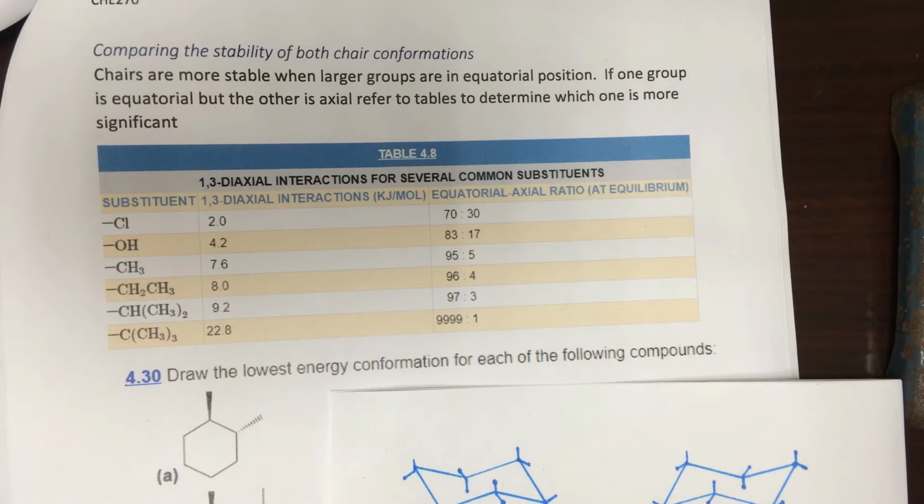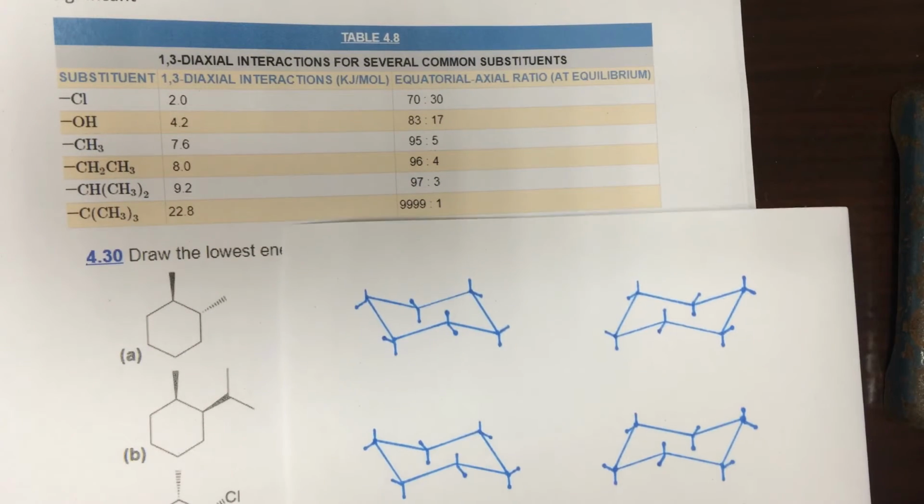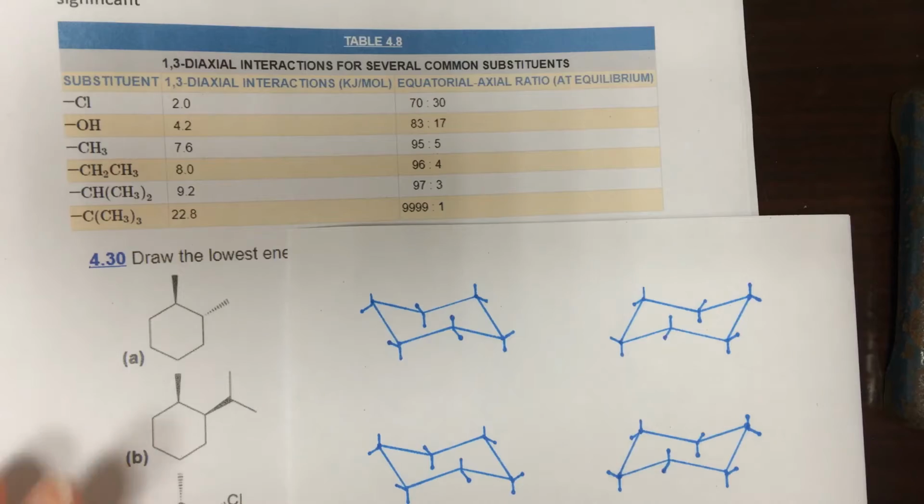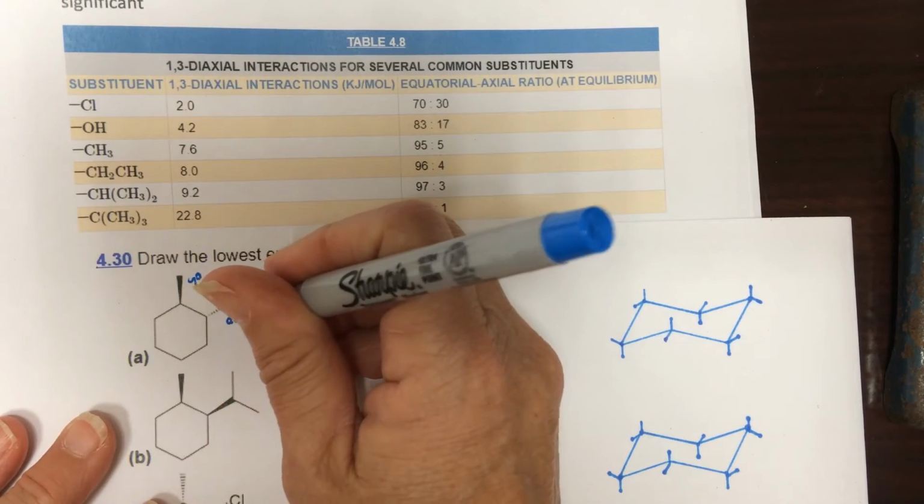So let's look at a couple of disubstituted cyclohexanes and see which is the lowest energy conformation of each. Okay. So here's our first one. We've got a methyl that's up, and we have a methyl that's down.